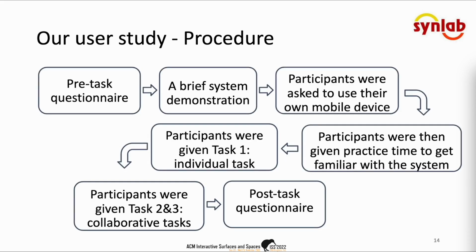The study began with a pre-test questionnaire to understand participants' background experience, including use of data analysis and visualization tools, familiarity with chromatin fiber data, and how they collaborate in data exploration. This was followed by a brief system demonstration. Participants were asked to use their own mobile device, and extra mobile devices were also available. Participants were then given practice time to get familiar with the system, and an experimenter was available to help as needed. The practice lasted on average 11 minutes.